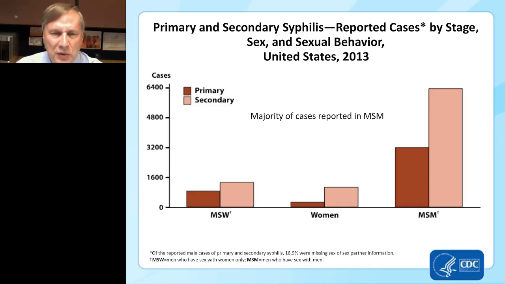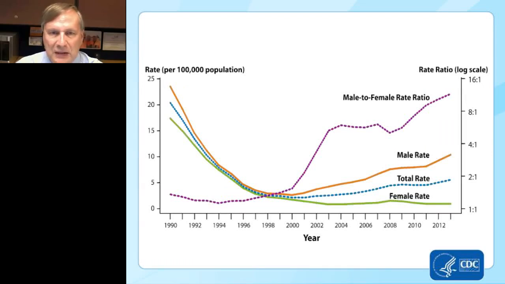Men who have sex with women, or MSW, the cases have actually increased. If we look at the previous surveillance reports, the numbers have actually gone up a little bit. Women, well, we'll see in a minute, remain pretty much the same. We look at the next slide, we can see the male to female rate ratio has gone up. The male rate has continued to go up. The total rate is going up. The female rate has remained fairly stable over the last 10 years or so. That's kind of the good news and the bad news. The good news, it hasn't gone up significantly, but the bad news is it hasn't gone down.